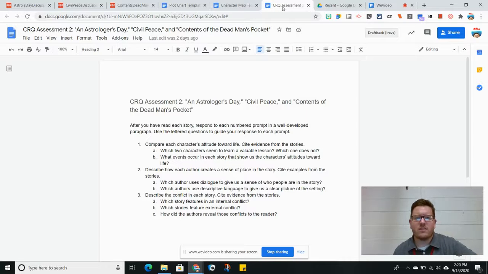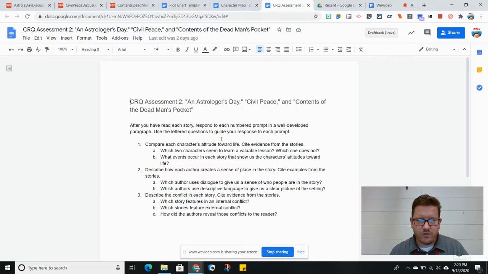We're mainly trying to discuss basic elements of storytelling and see how they affect our experience as a reader. So the ultimate goal with each assignment was to have completed the CRQ assessment. Each assignment has 3 questions, and the goal is to see if you can talk about one particular literary element across 3 stories.